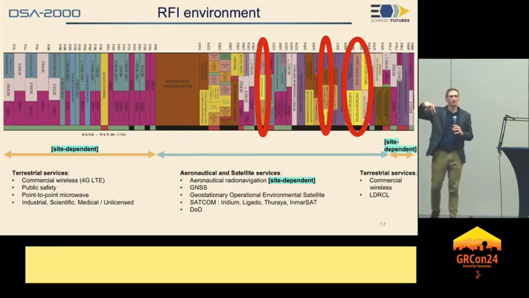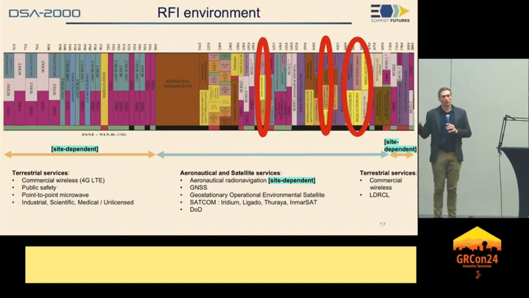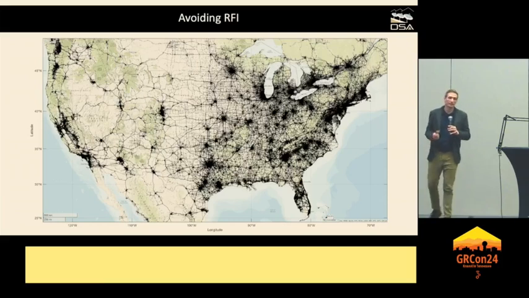The middle of the band is mostly used for aeronautical, so ADS-B and DME signals from airplanes. We have GNSS, GPS, Galileo, and so on. We have lots of satellite communication, geostationary satellite downlinks, and the Department of Defense is using this range as well.